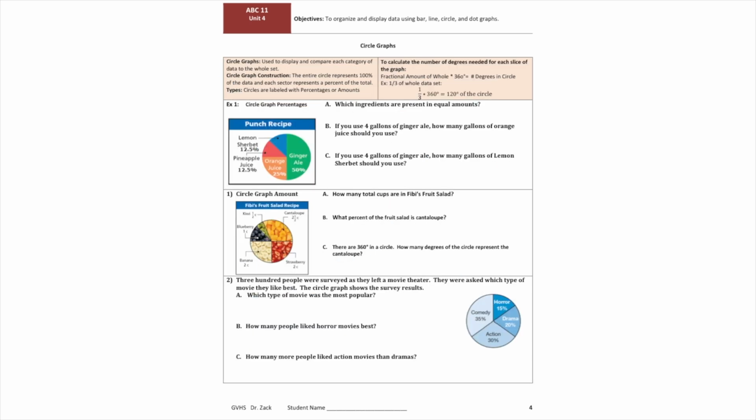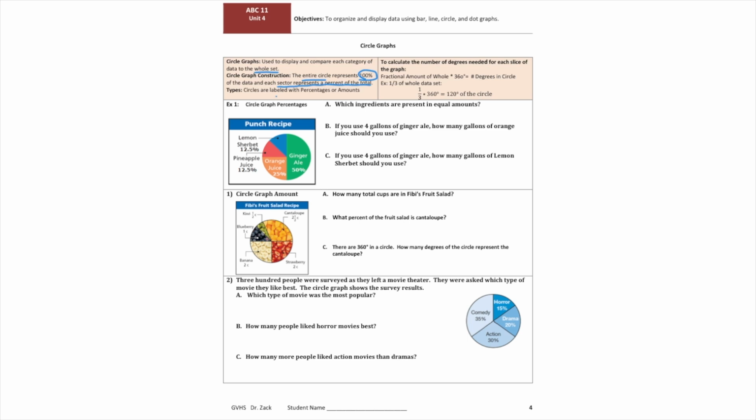All right, here we are with our circle graphs. Circle graphs, as I said, are used to compare parts of a whole set. When you construct a circle graph, you have to draw an entire circle, and it's going to represent 100% of the data. Each sector is going to represent a percentage of the data.